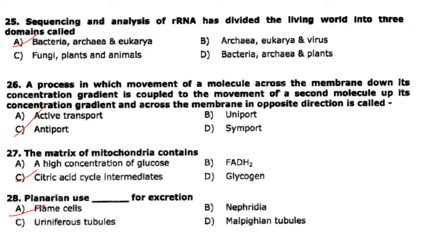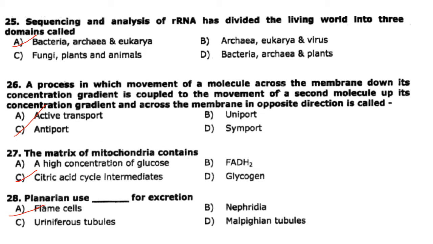Then next one. Sequencing and analysis of rRNA has divided the living world into 3 domains called bacteria, archaea and eukarya. Answer is option A. A process in which movement of a molecule across the membrane down its concentration gradient is coupled to the movement of a second molecule up its concentration gradient and across the membrane in the opposite direction. It is called antiport. Answer is option C.